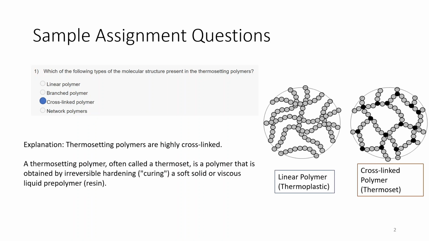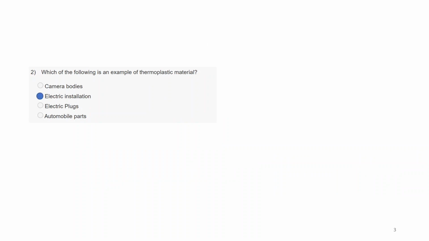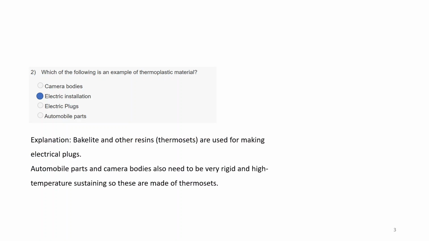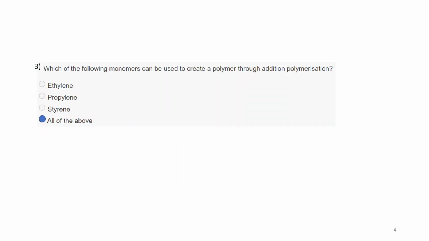Now I will repeat the questions once. In the first question you had to tell what molecular structure is present in thermosetting polymers. It will be cross-linked or network type of polymers. Next, which of the following is an example of a thermoplastic material? It is electric insulation, others are thermosets.